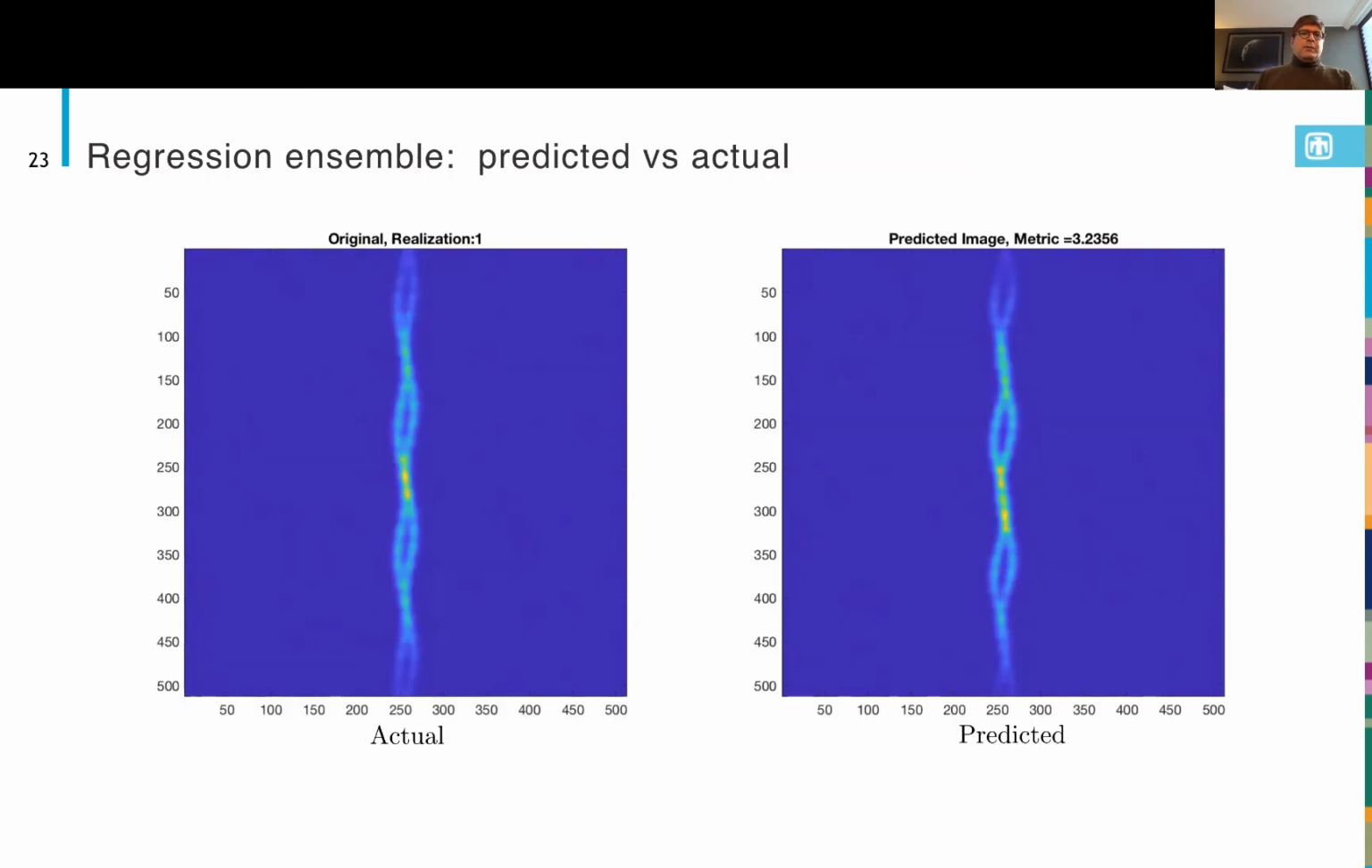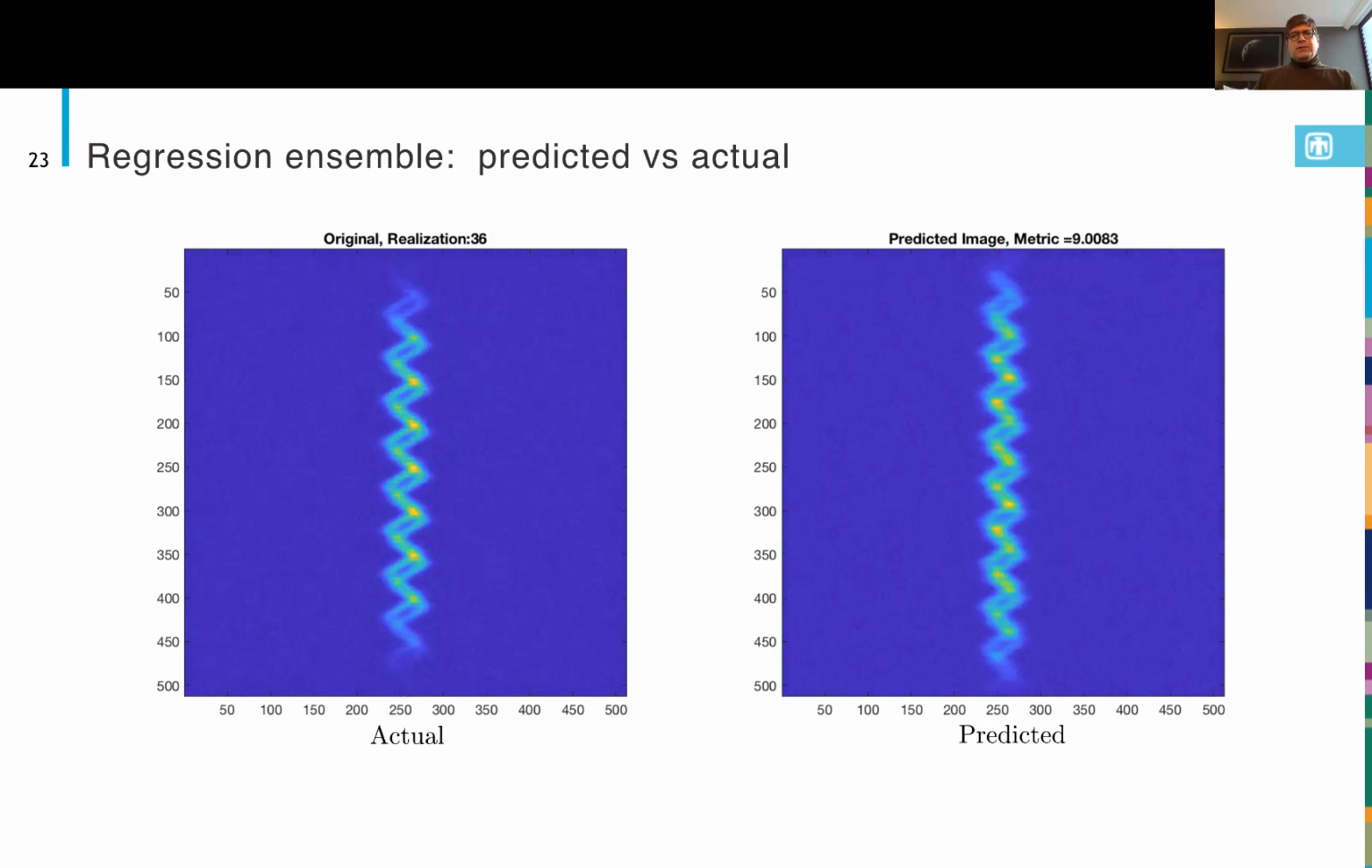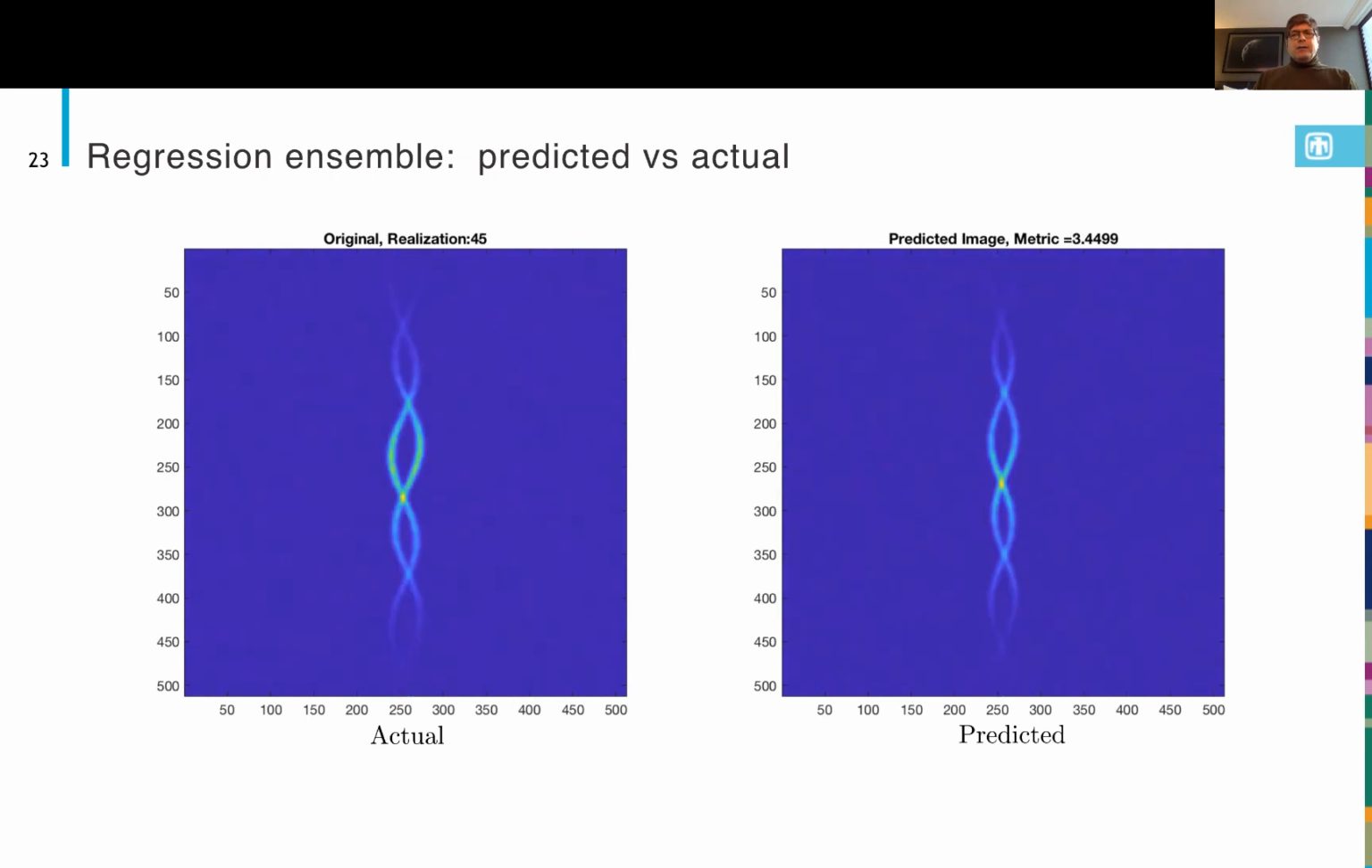Here I'm going to show you the regression ensemble. These were all of the images on the left that we formed after picking the thetas at random. What you see on the right is the predicted image, where we took the scattering transformation of the image on the left, then used the regression to predict the thetas, and then reconstructed the image using the regressed thetas. Obviously, you can see they look very close to each other. It's a very good regression.